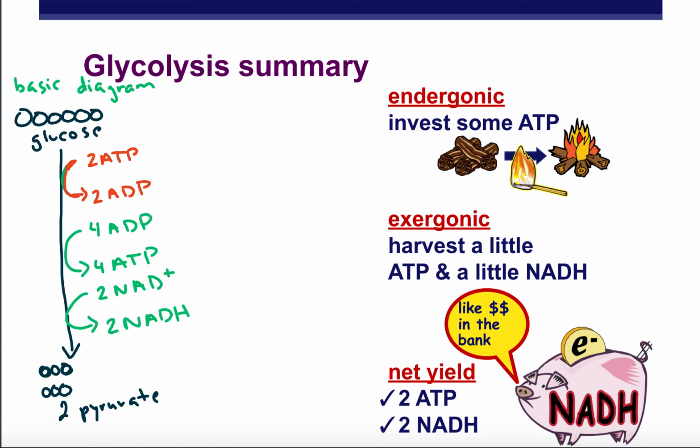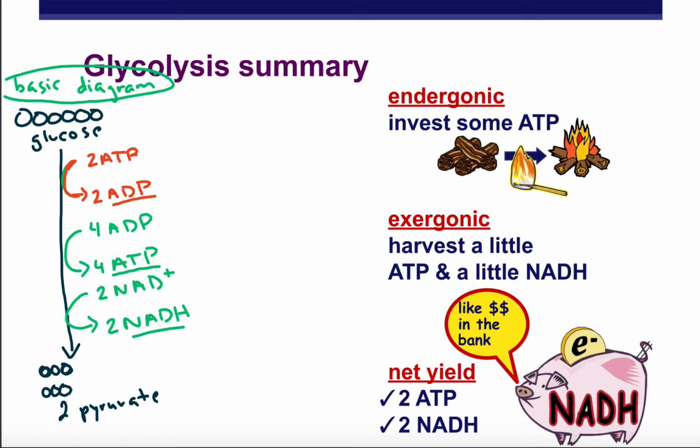So in summary, in this reaction, we use 2 ATP and we burn those up, and then we get 2 ADP empty batteries. But then, as a result of that, we form 4 ATP from this initial step, and we release NADH, which we get to convert to ATP later on. This is the basic diagram for glycolysis that we usually teach in BioH.